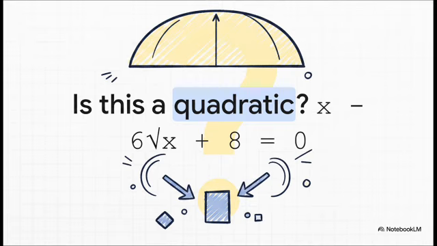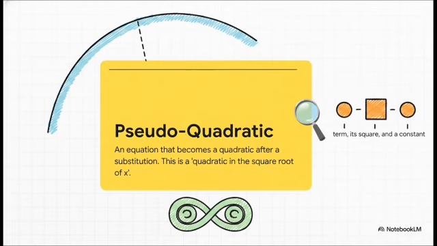Probably not, right? There's no x squared term. But believe it or not, it is. We just need to use a little trick to reveal its true form. So here's the secret. Here's the pattern you're looking for. You have something, in this case, it's the square root of x. Then you have that thing squared. Well, the square root of x squared is just x.